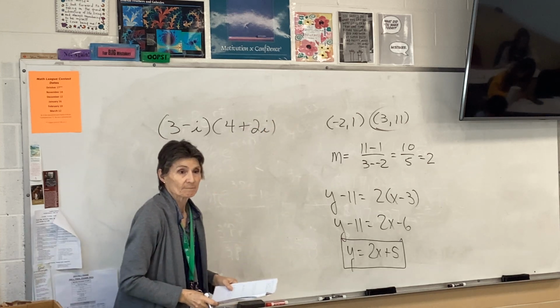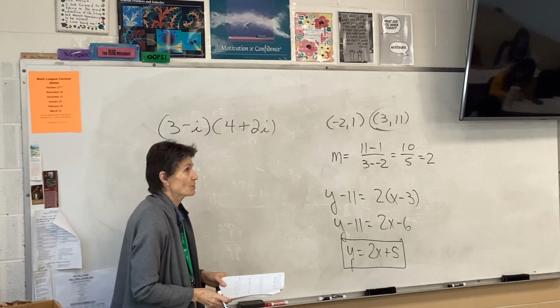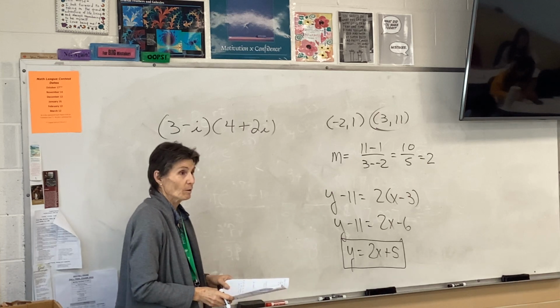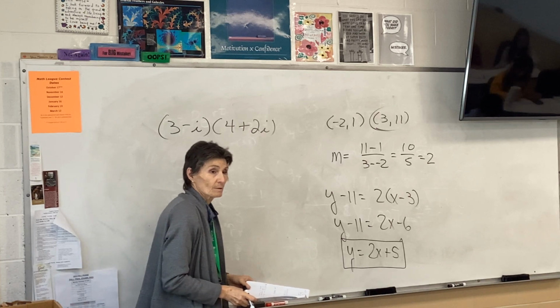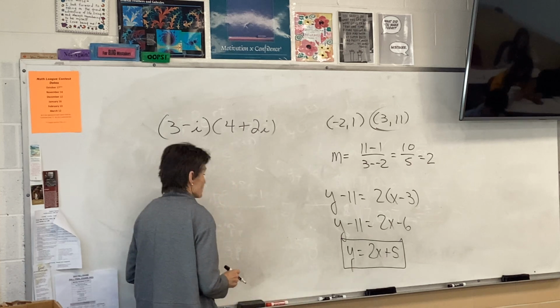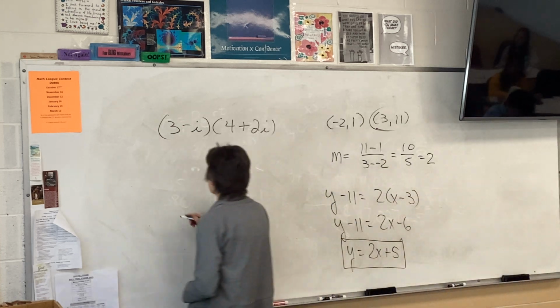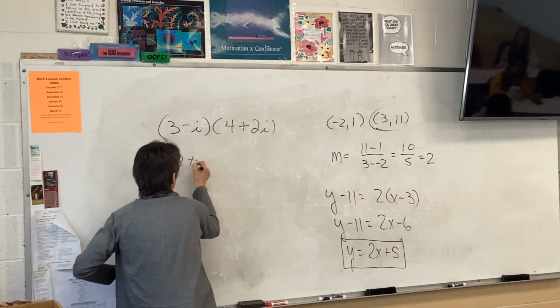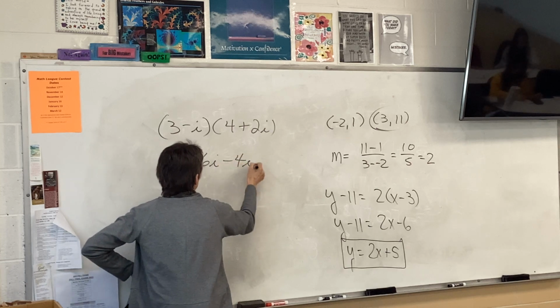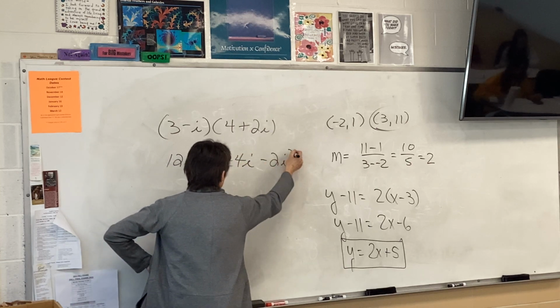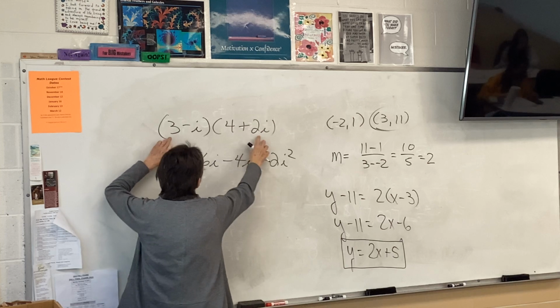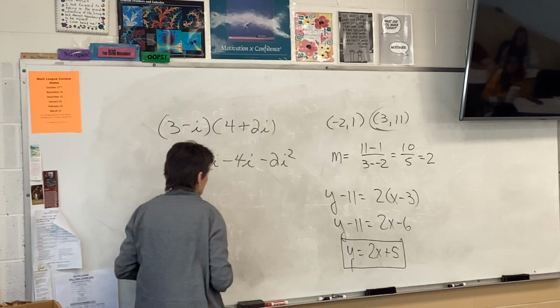What do I do with this? This is going to be a FOIL problem, right? So when I FOIL this, what comes out of this? Let's see. 12 plus 6i minus 4i minus 2i squared. So first, outside, inside, last.